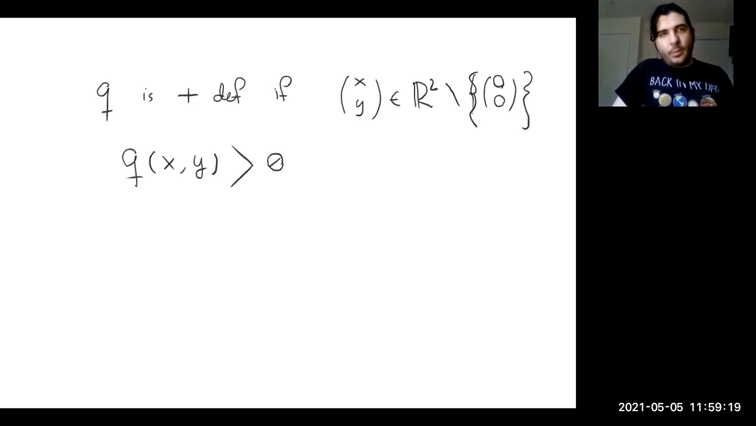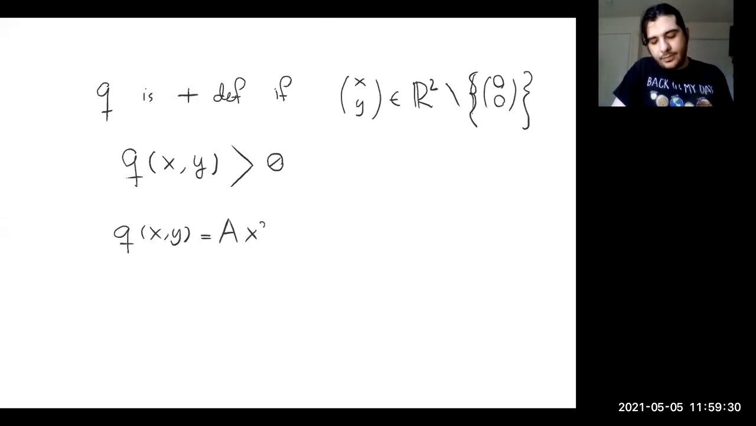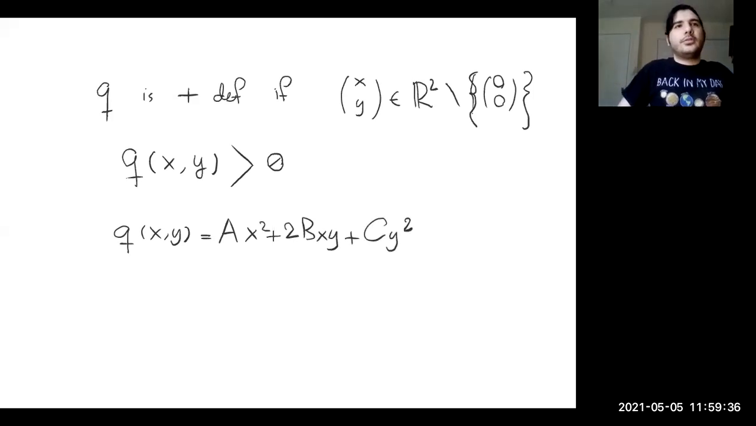Does anyone have any answer to the previous question? So let's write it down again. Q of x and y was equal to ax squared plus 2bxy plus cy squared. That's our quadratic form. Do you have any guess? We don't need to give a final answer. Let's see. I want this thing to be always positive, right? When x and y are non-zero. What can I do?